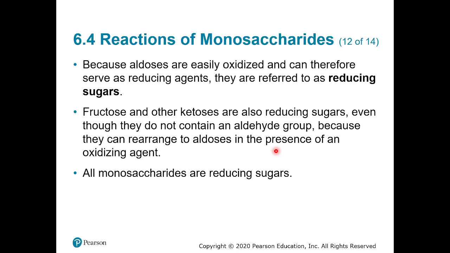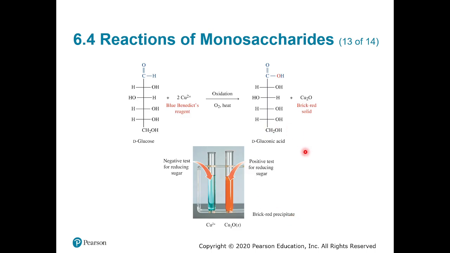Okay, so because the aldoses are easily oxidized, they can actually serve as reducing agents, and these are going to be referred to as reducing sugars. And so remember, the aldoses are the ones with the aldehydes on them, right? So this works with the aldehyde functional group on the aldoses. So fructose and other ketoses are reducing sugars. Even though they don't contain an aldehyde group, this is because they can rearrange to aldoses in the presence of an oxidizing agent. All the monosaccharides are going to be reducing sugars because they can always rearrange to form the aldehyde. Okay?